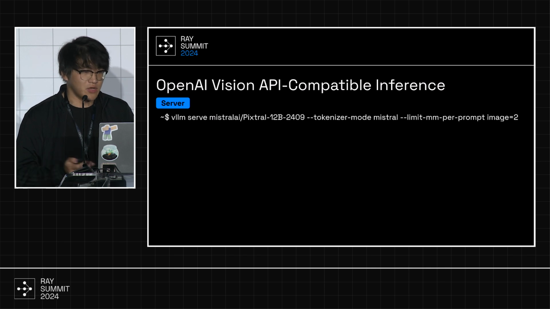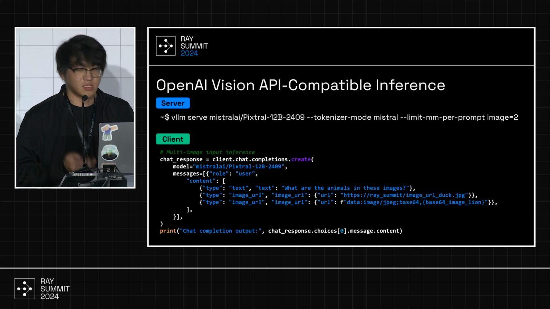And as you can see here, you can serve the model without too much metadata. The only metadata you specify here is that you want to limit the number of images to be 2. And once you start the server, you can use your OpenAI client to call the server. We are fully compatible with the Vision API, meaning you can send in either an image URL, a remote URL, or a base64 encoded image.